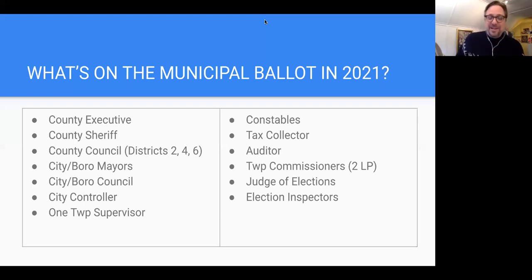Here are the basics. Each office requires a minimum number of signatures, and some offices require you to process a filing fee as well when you submit your petitions. Now, the minimum number of signatures are just that; they are minimum. We encourage you to try to get at best several more, but as a goal, try to shoot for at least double the number of signatures that are required for any position.